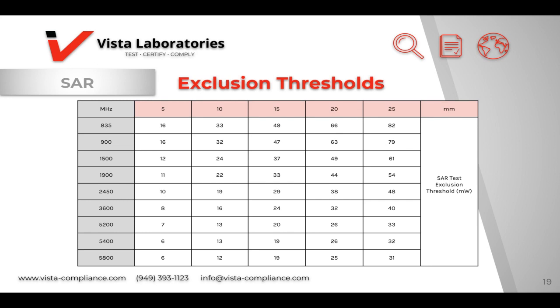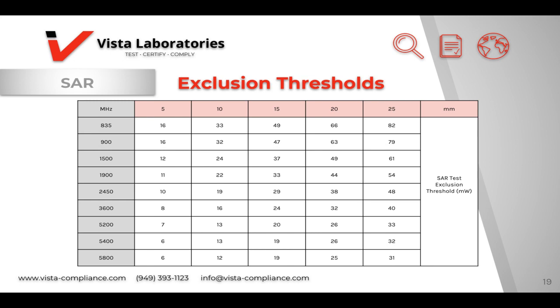So this is a summarized table for the thresholds for SAR exclusion. This is for the frequencies between 100 megahertz and 6 gigahertz with test separation distance less than or equal to 15 millimeters. So these aren't limits. So these aren't like the limits for SAR. These are the thresholds for exclusion of SAR measurements.